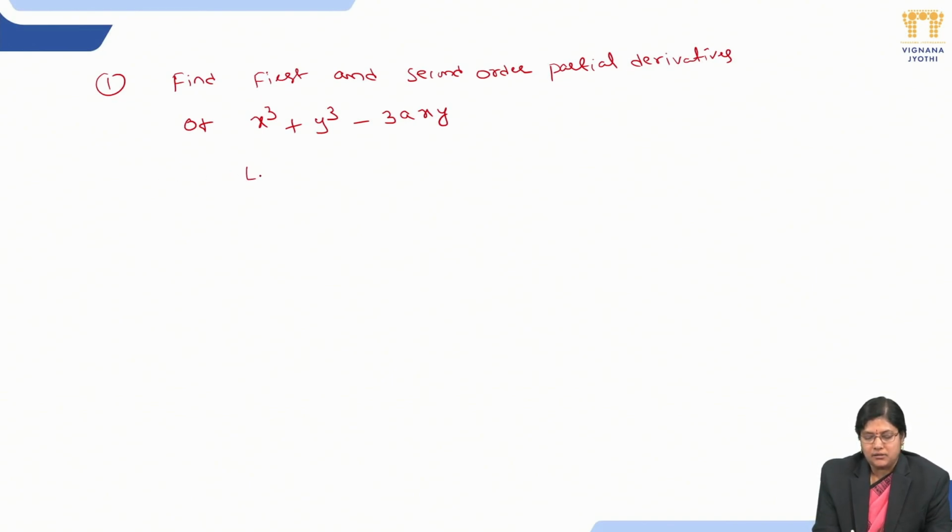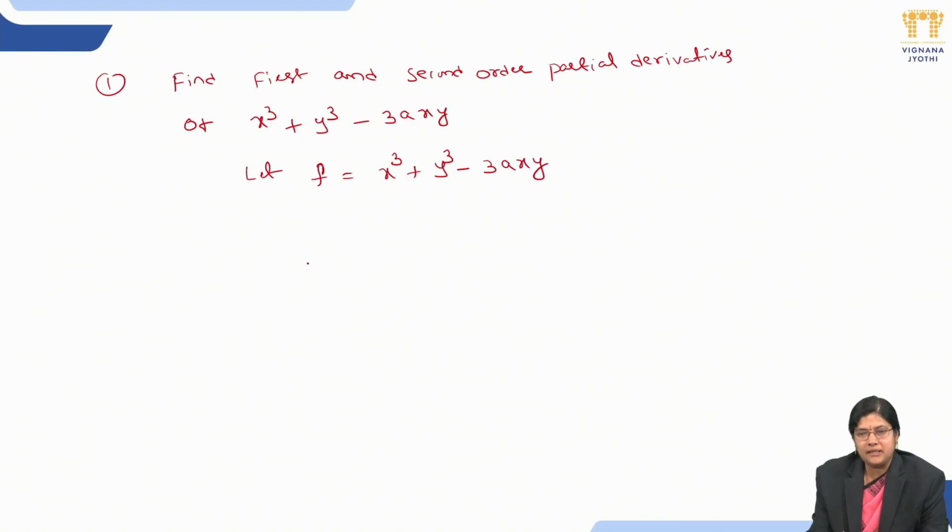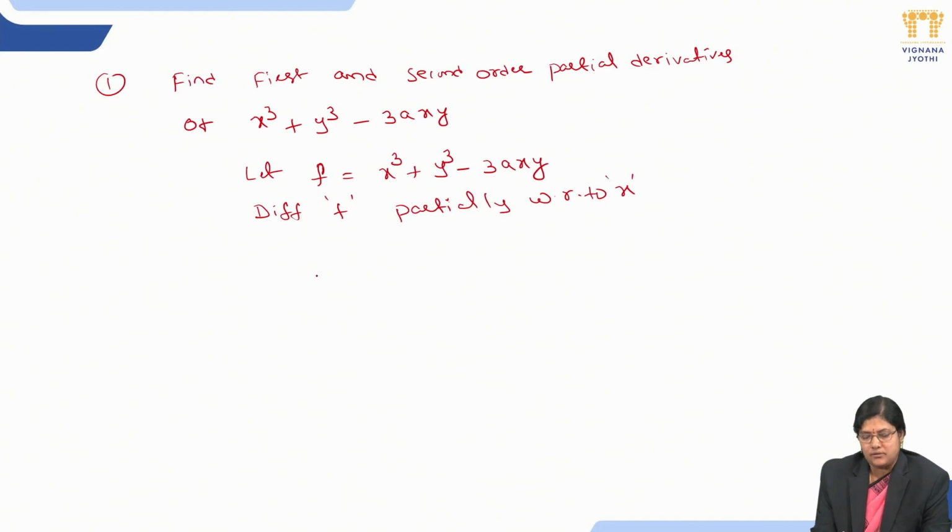Here assume that f is equal to x cube plus y cube minus 3axy. The given function is denoted by f, let us say. Differentiating f partially with respect to x, we will get dou f by dou x.